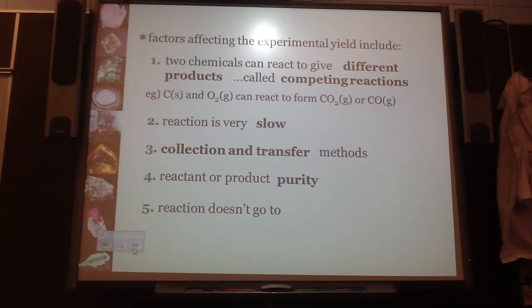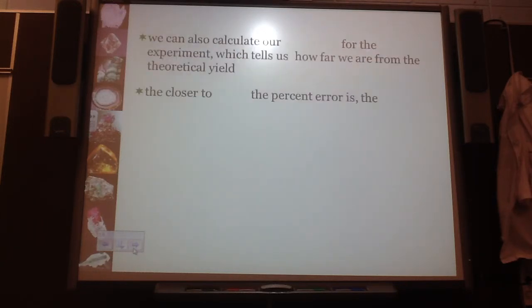The reactant or product purity. So is it all of what it says it should be, or is there some other impurities in there. Or the reaction doesn't go to completion. That's kind of the same as the reaction is very slow. So all of these things could make our experimental results different. But actually, lately, you guys have been getting extremely good results. Minus that one where some of you got like 67% error, but it's okay.